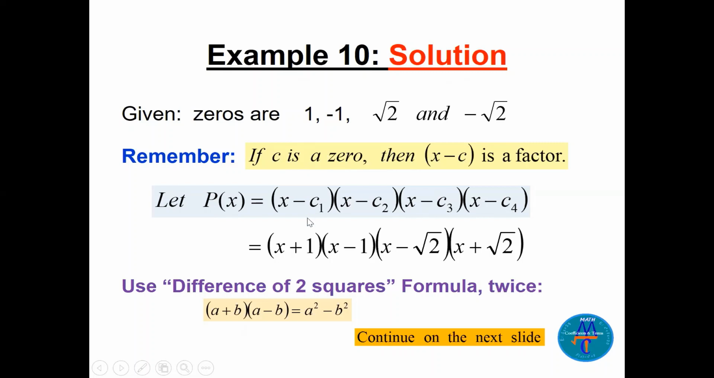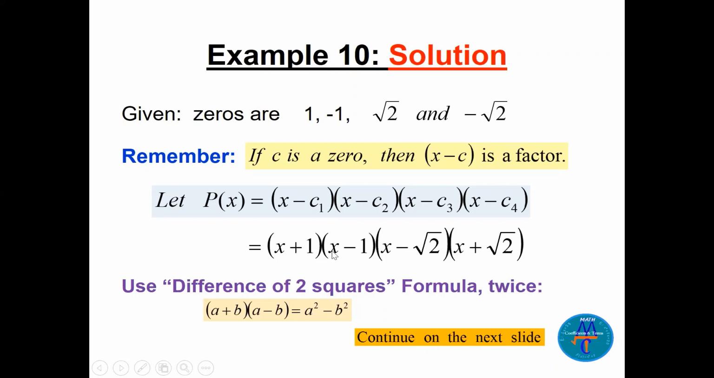So I take 1 and replace it here, C1. I replace the second one, no problem here. And then minus 1, it will be X plus 1. You can put X minus 1, X plus 1, it's the same. Then X minus square root of 2, X plus square root of 2. So we have 4 zeros, 4 factors, degree 4.